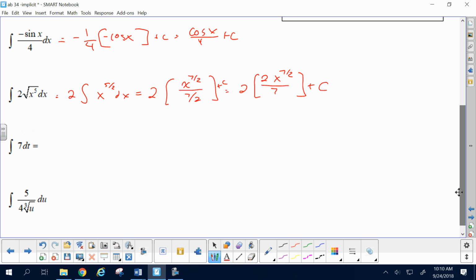What's the antiderivative of 7 with respect to time? 7t plus a constant, right?